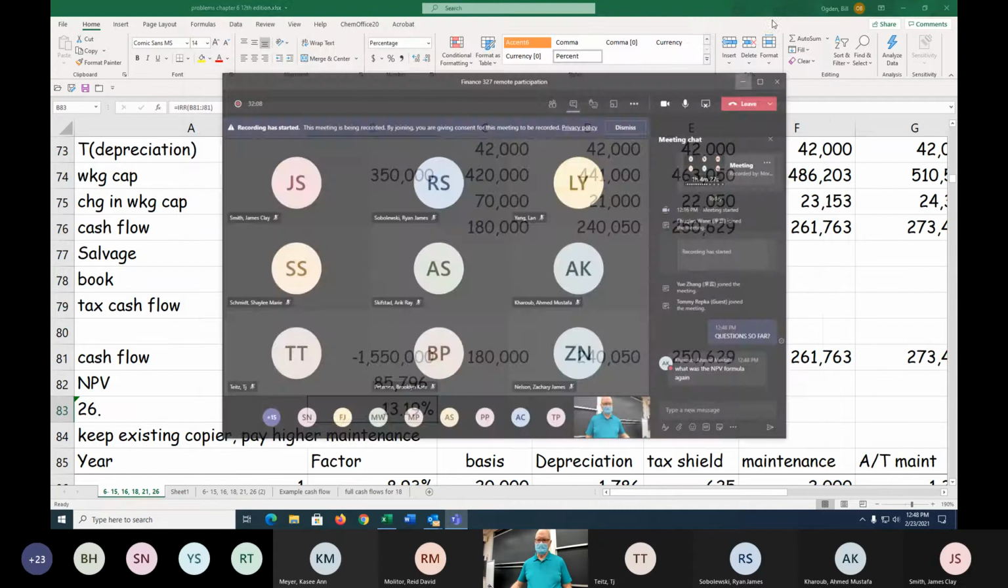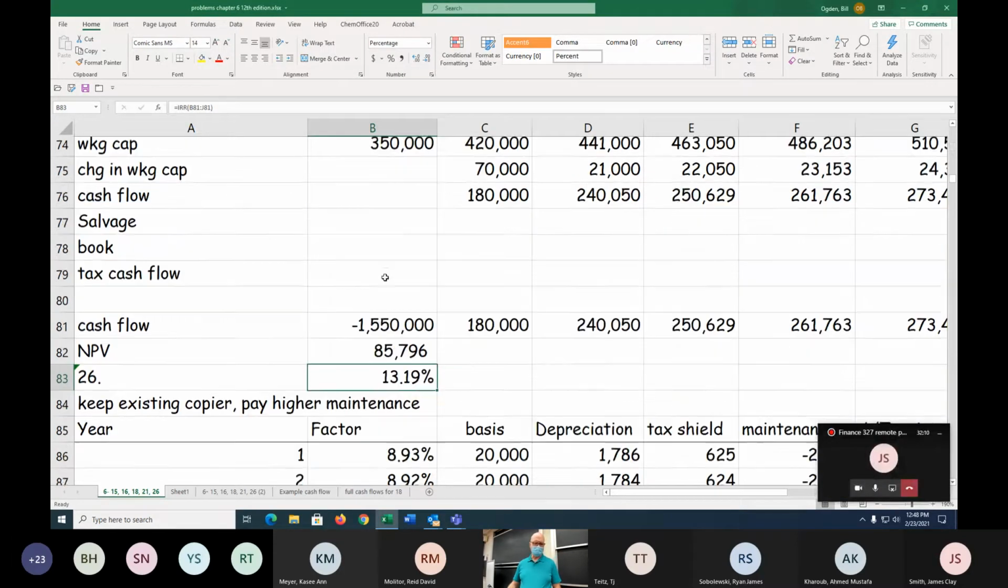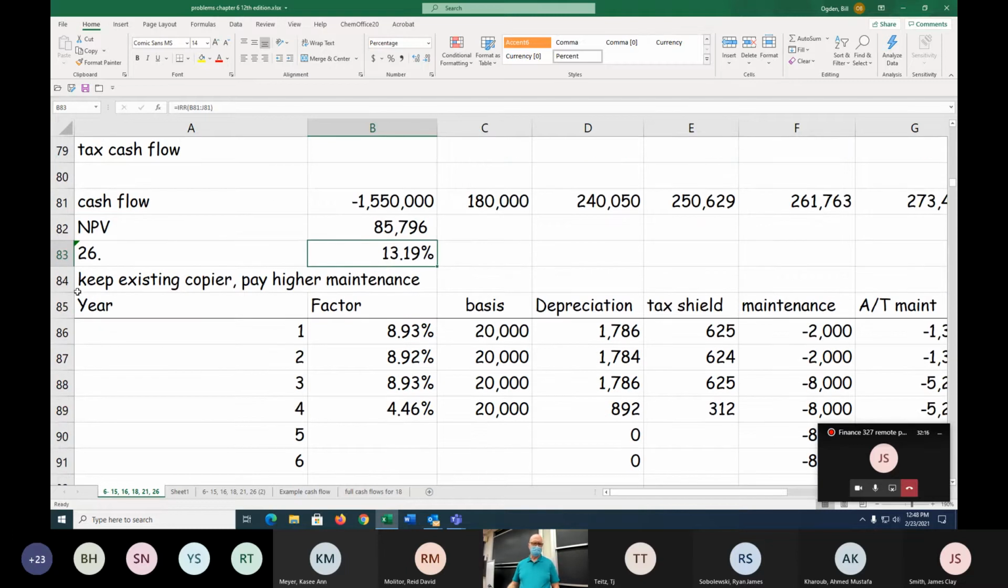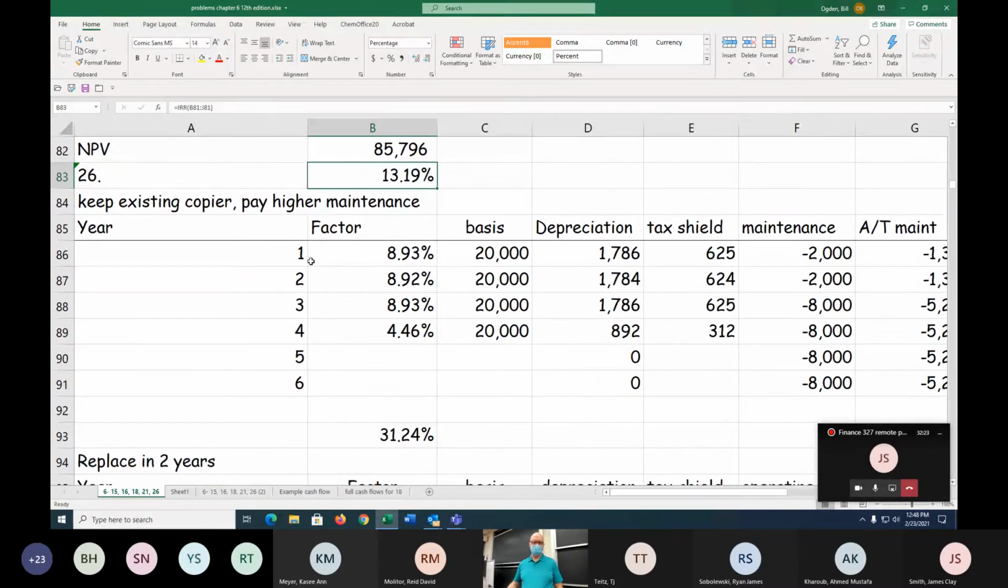All right. And then finally, we're now down to the last 2 copier options. Okay, and let's start with keep the existing copier and pay the higher maintenance. So we actually did these. There's a lot of renewable.